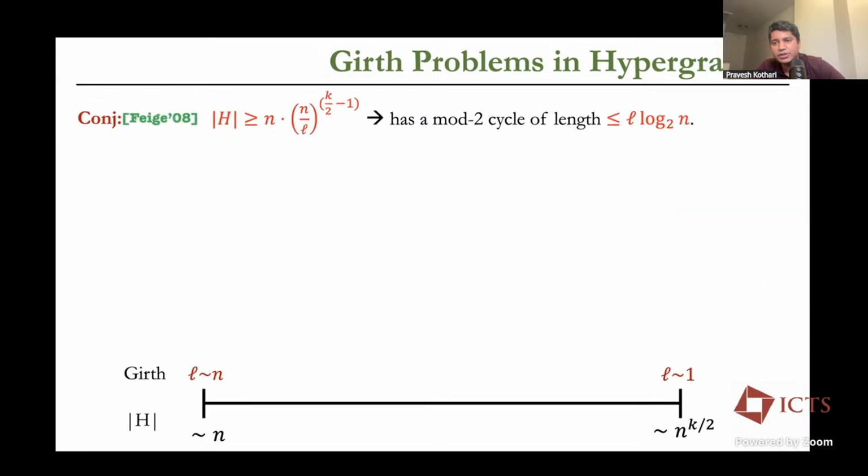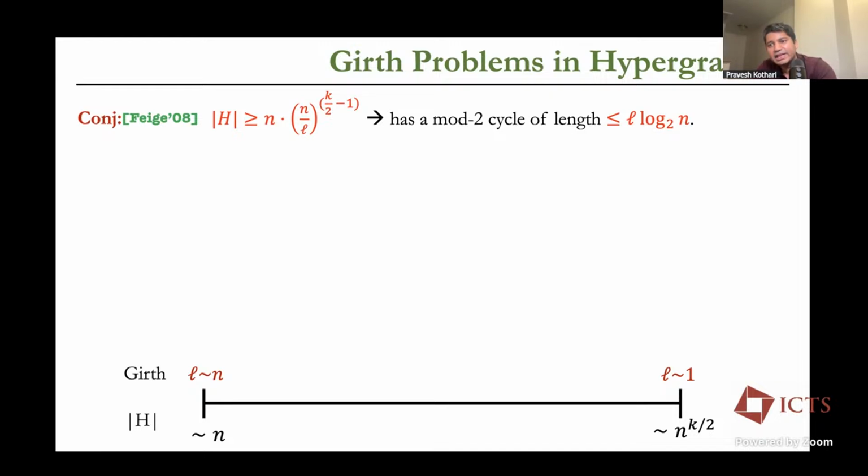Actually, a precise conjecture to this effect was made by Feige, who conjectured that there must be a smooth interpolation between these two extreme regimes. In particular, he claimed that if I have that many hyperedges, appearing before in your slide, let me explain that bound in a second, then such a hypergraph must have a cycle of length about L log n. One way to interpret this bound is that if you plug in L equals 1, it amounts to n to the k over 2, so that's the right extreme. And if I plug in L equals n, then the bound becomes n, so it's the left extreme.